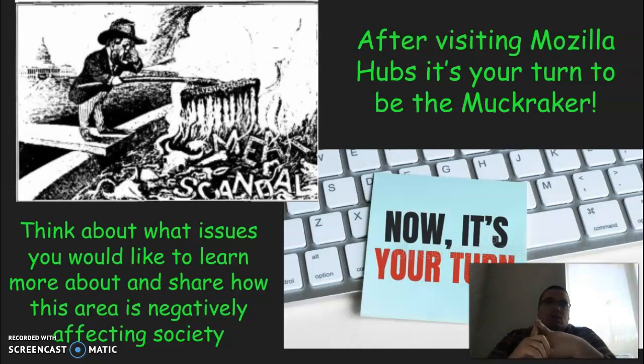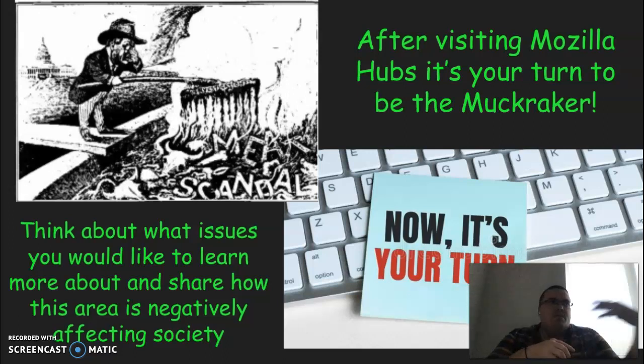It could be world hunger, it could be race relations, it could be gender equality, it could be rise of poverty. There's a lot of different things that it could be about. And discuss those ideas with your colleagues and your classmates while you're in Mozilla Hubs.